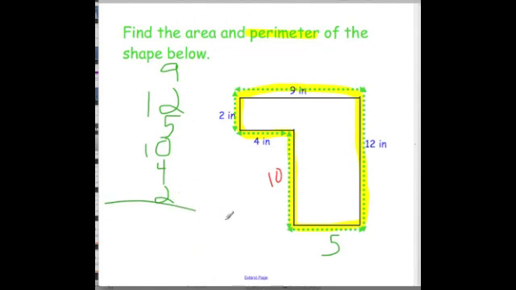Now all we have to do is add all these together. You know that 9 plus 2 is 11, plus 5 is 16, plus 10 is 26, plus 4 is 30, plus 12 is 42. So the perimeter of this figure right here, all the way around it, is 42 inches. Now we don't write squared with this because we are not finding the two-dimensional area, we're just finding around it. So just label it 42 inches.